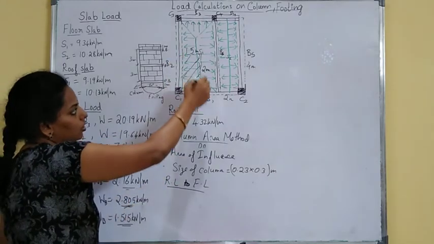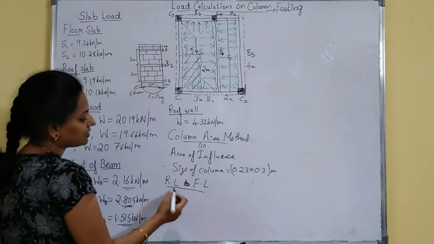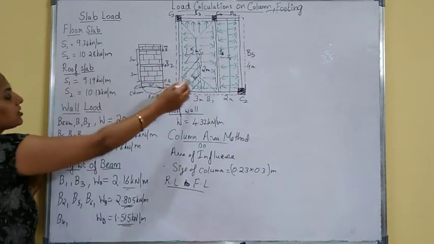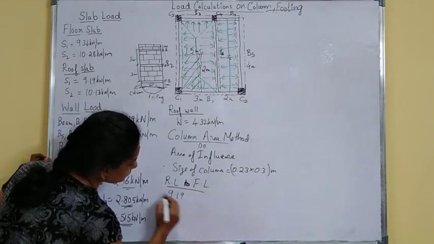First, the slab load. See here, we consider this area of influence. So what is the slab load for the roof? This is the S1 slab, so that is 9.19.